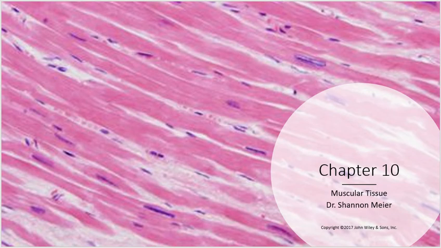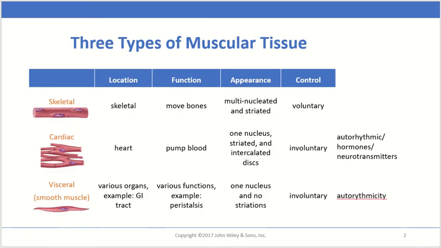Welcome to Chapter 10 on muscle tissue. There are three main types of muscular tissue that we're going to discuss. We're going to spend most of the time in these lectures talking about skeletal muscle, and then we'll come back later and talk about visceral and cardiac muscle, excuse me. So we've got a nice little table here comparing and contrasting the three types of muscles.